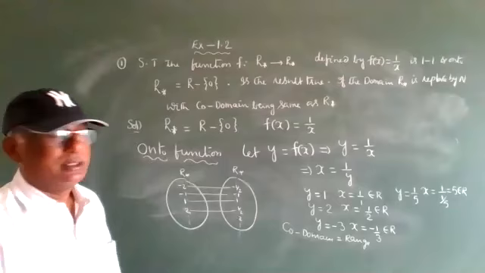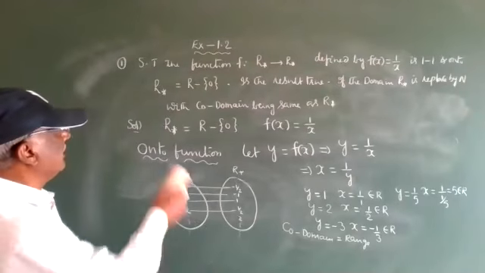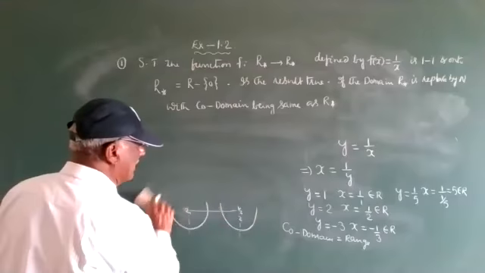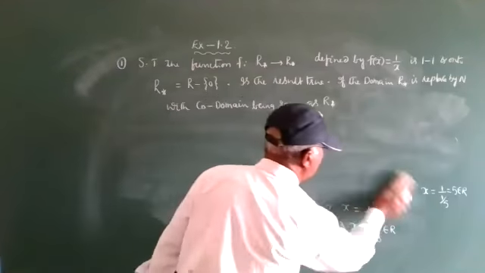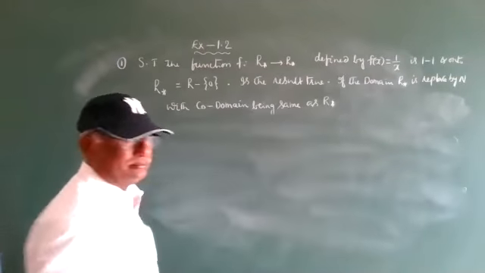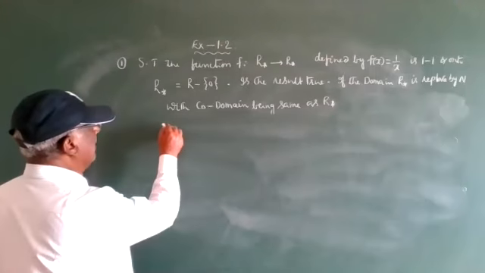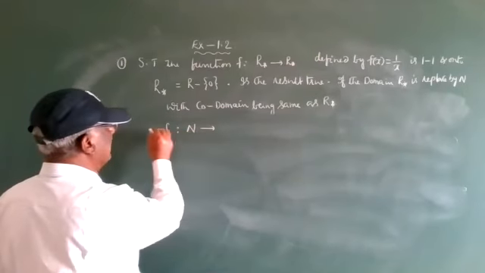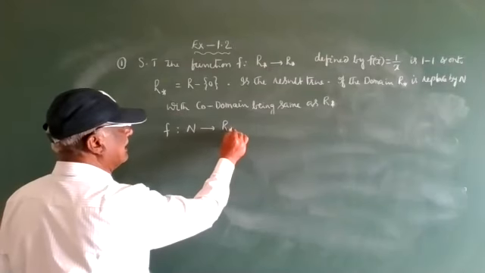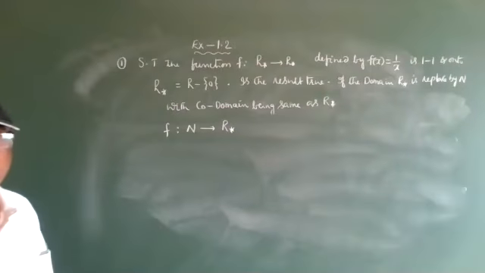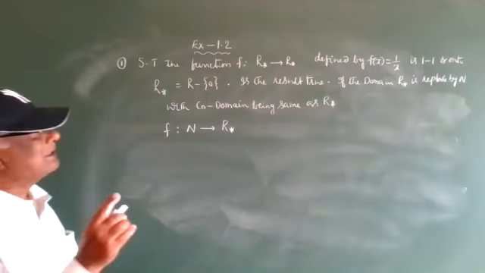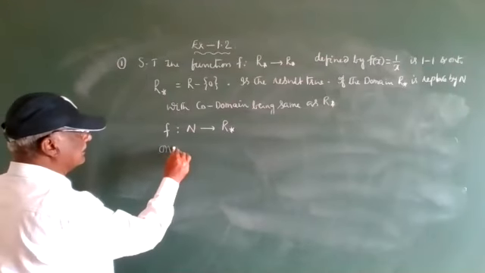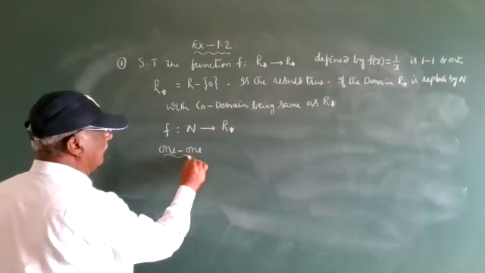Is it clear, everyone? Now the second problem: f is a mapping from N, the natural numbers, to N, with the same codomain. We have to check whether it is one-one or not one-one. First I will check one-one. Take f of x1.